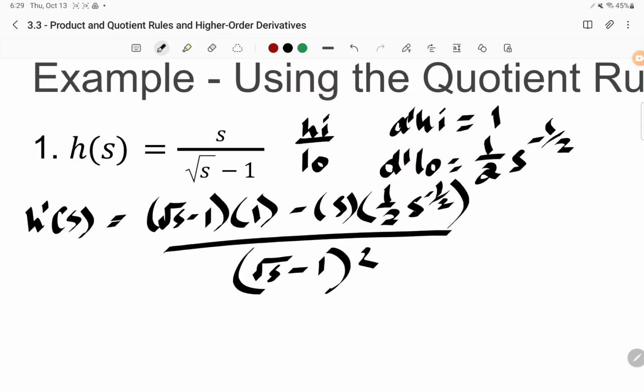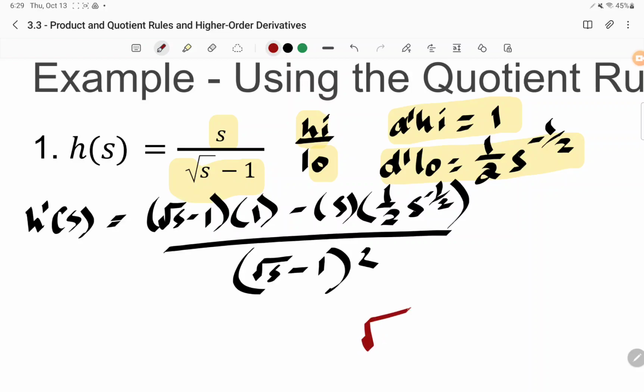So if we take a look at this first one here, you have high over low, so high and low. It might be easier just to find the derivative of the high, which is 1, the derivative of the low, which is 1/2 s to the negative 1/2. Remember, using the power rule, the square root of s.